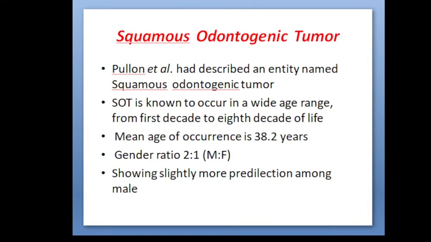In 1975, Pullon et al. described an entity named as squamous odontogenic tumor. It is known to occur in a wide age range from first decade to eighth decade of life, but it is mostly seen in the fourth and fifth decade of life. The mean age of occurrence is 38.2 years. It is more common in males than females in the ratio of 2:1.